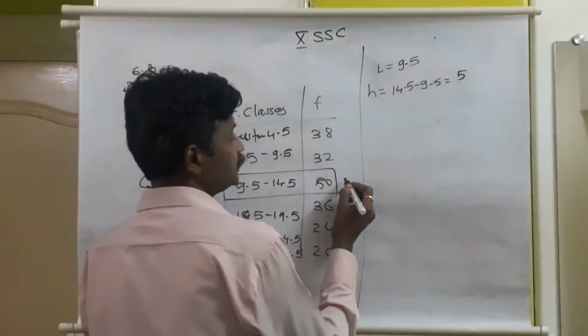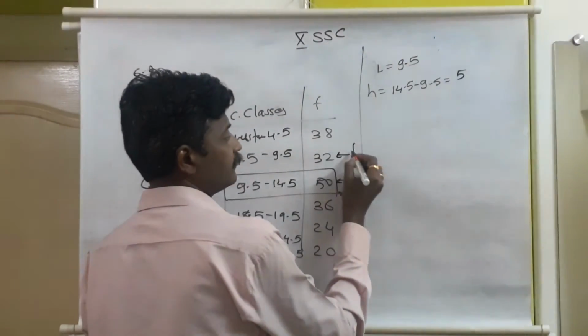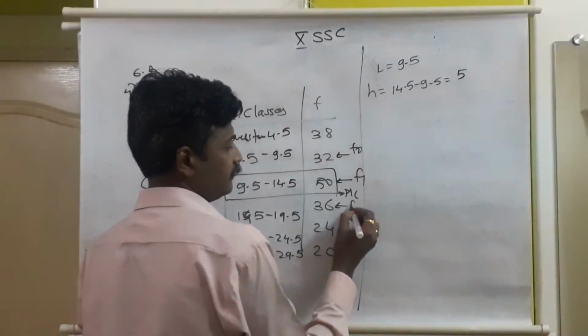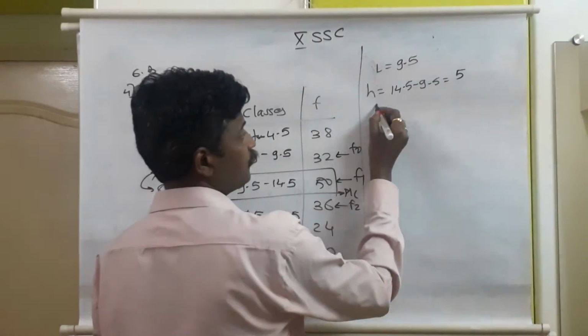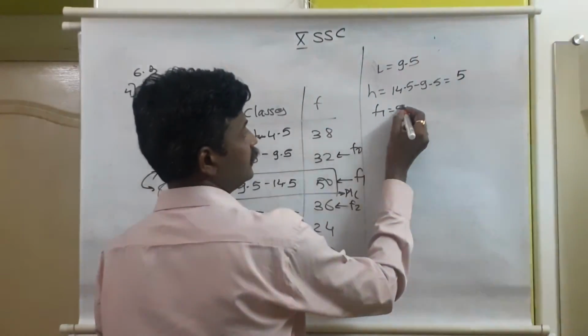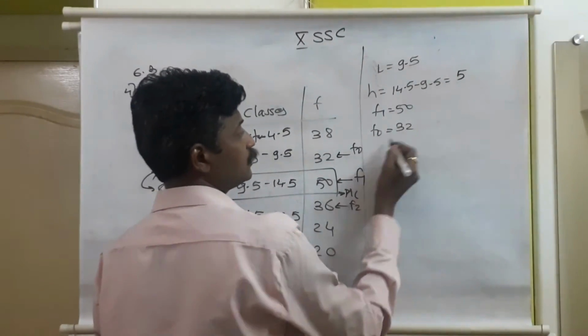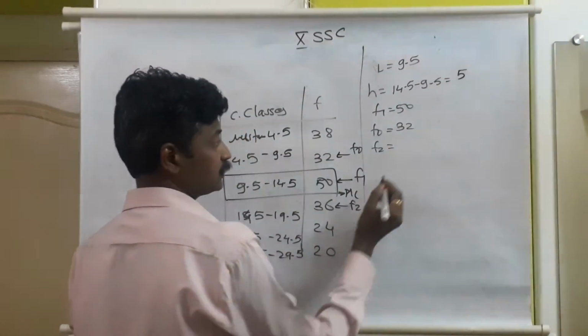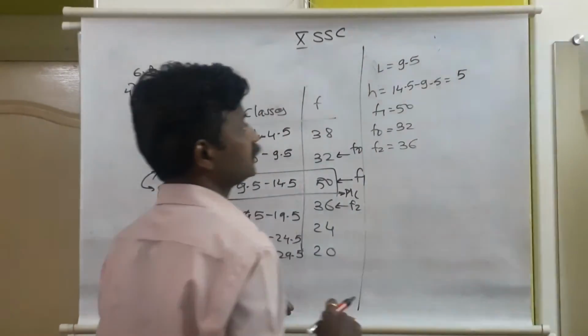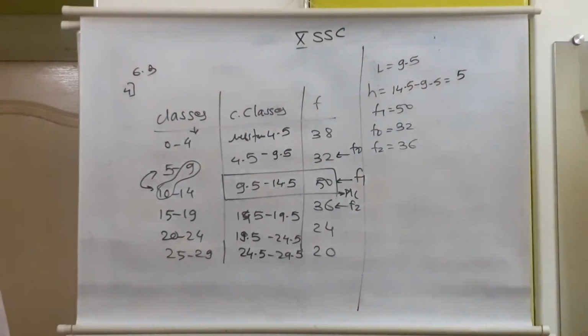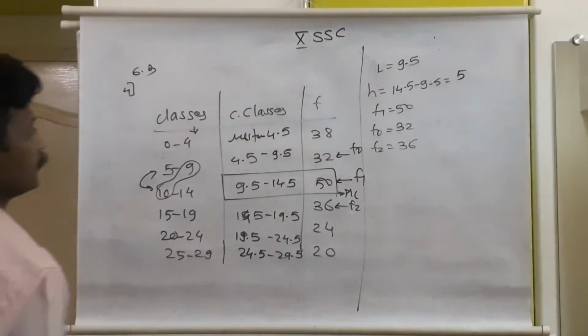Now f0, f1, f2. The frequency of the modal class, f1, is equal to 50. The frequency of the previous class of the modal class, f0, is 32. The frequency of the next class of the modal class, f2, is 36. So all the values are there with us. L is there, h is there, f1, f0, f2. Based on this we can write the formula for mode and continue with our solution.